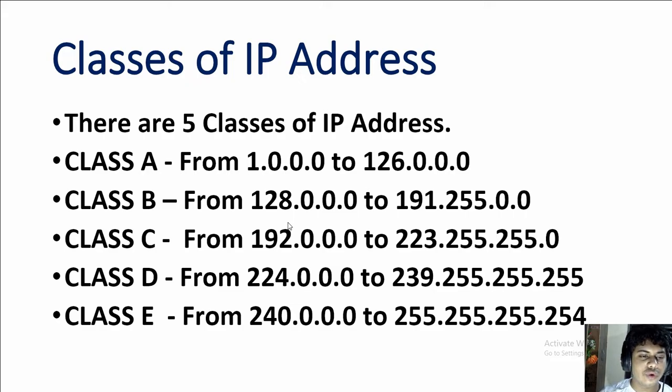There are 5 classes of IP address: class A, class B, class C, class D and class E. You only have to memorize class A, class B, class C, but you should also know about what class D and class E are. Classes D and E are reserved classes.